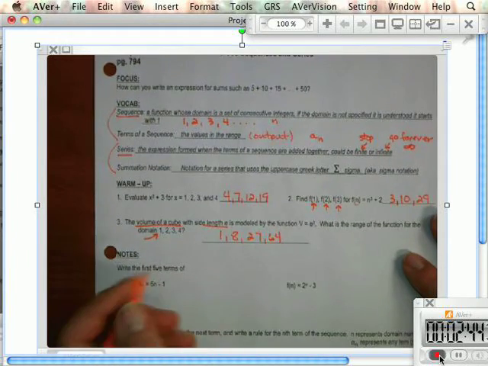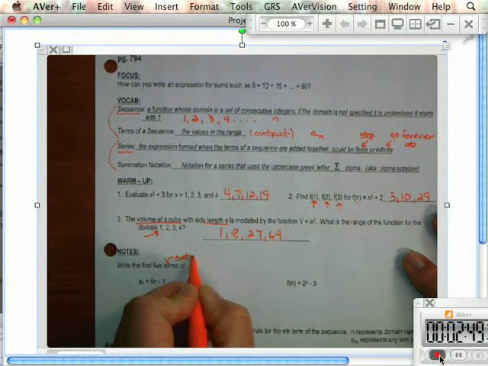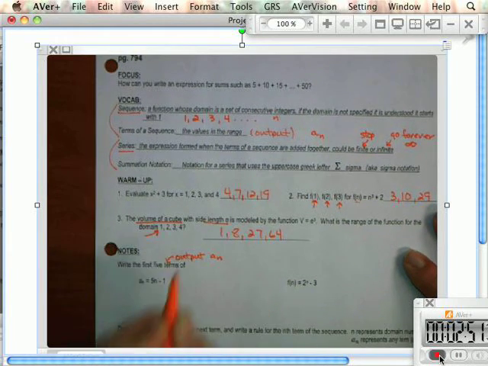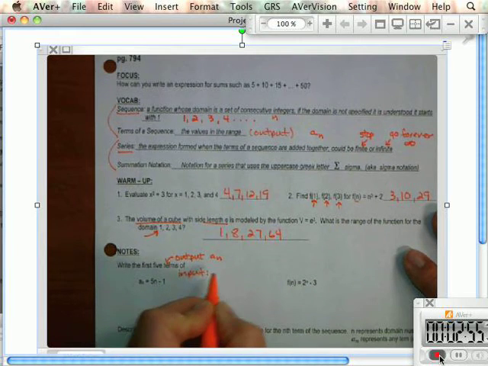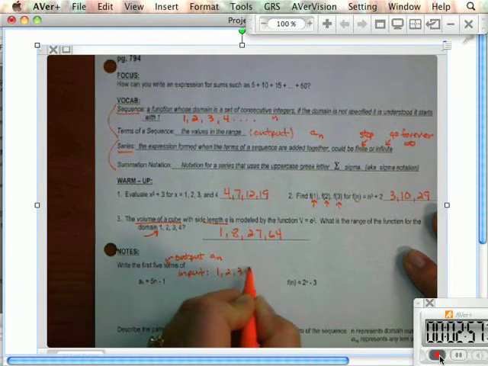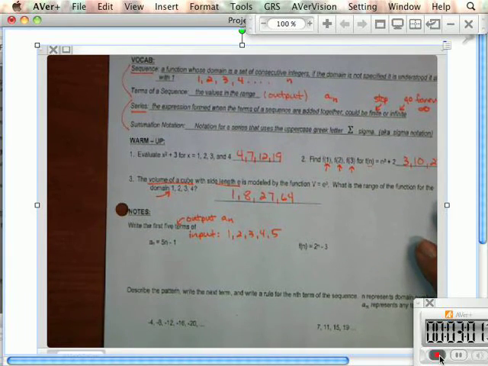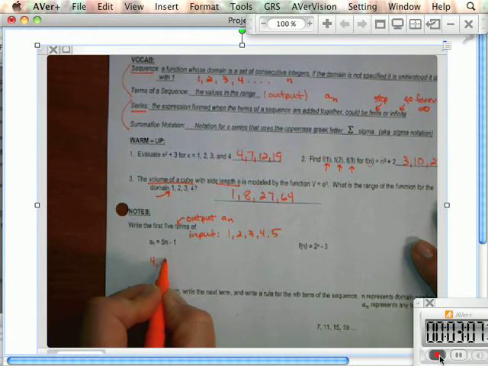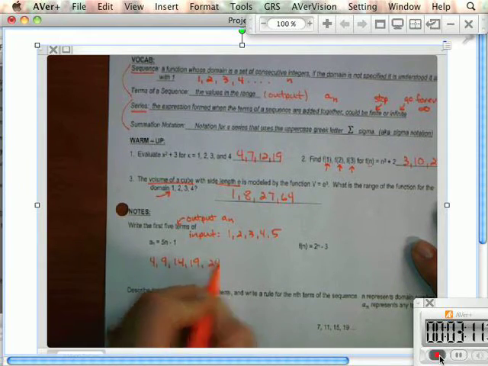So that means we're going to, and this is output. I'm going to write this here. A of n. The input, if we have to do the first 5, is going to be 1, 2, 3, 4, and 5. So we're going to plug that in for n and find out what A of n would be. It's pretty easy. I'll just tell you. It's 4, 9, 14, 19, and 24.